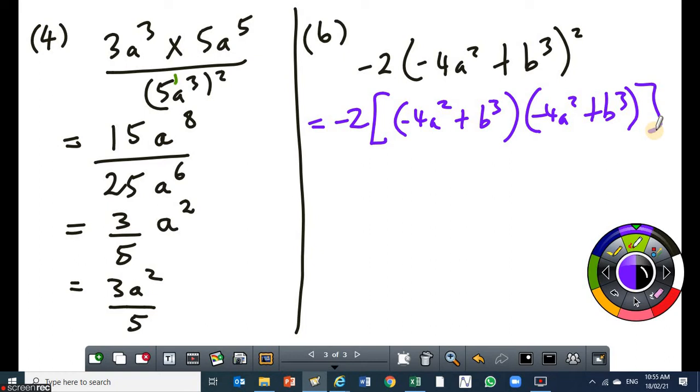From my experience, I've seen it happening. Some learners will just distribute this 2. You end up having minus 4a to the power 4 plus b to the power 6. That's incorrect.